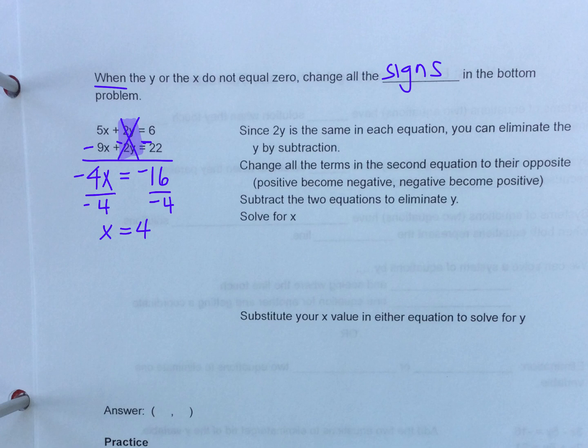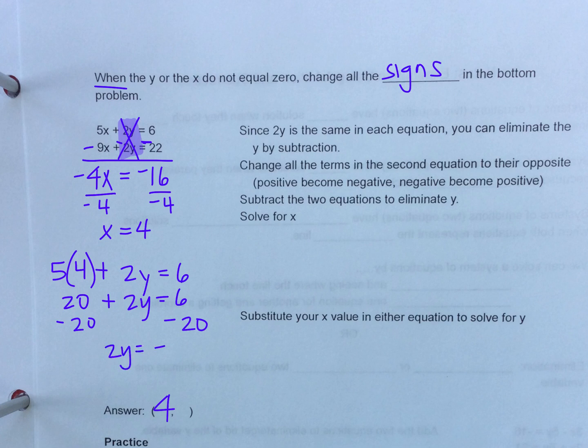Alright, I'm going to go at the bottom and write my 4 in. Now, we're going to rewrite the top problem. 5x plus 2y equals 6. But we just figured out that x is 4, so erase your x and write multiply by 4. 5 times 4 is 20, plus 2y equals 6. We're going to subtract 20 from both sides. 2y equals negative 14. Divide by 2. y equals negative 7.